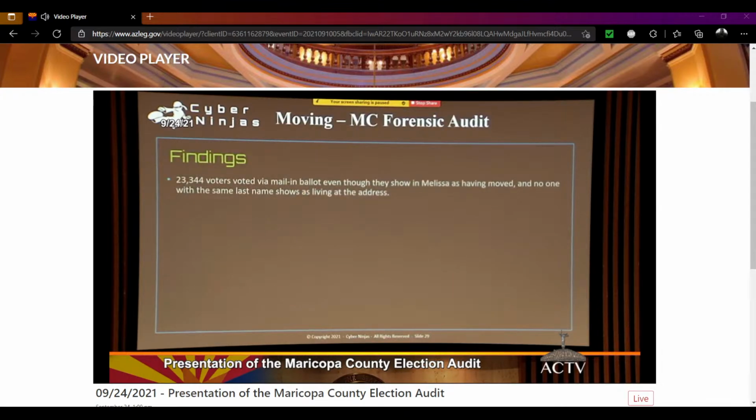The first thing we found is that 23,344 voters voted via mail-in ballots even though they showed in Melissa as having moved from that address. We wanted to make sure we accounted for circumstances where a college student might have moved away from home or a family member might have moved somewhere else. So we eliminated all the cases where someone was still at that residence with the same last name. That's how we came up with 23,344.